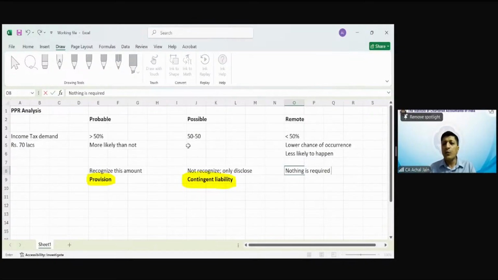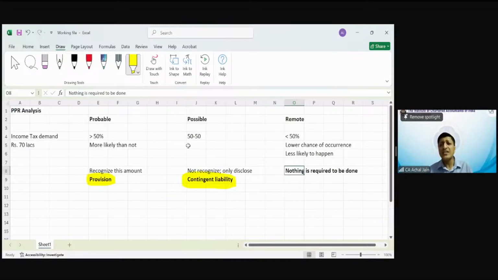Okay, nothing is required to be done in this case. Company will neither record this as a provision nor disclose this as a contingent liability. Now you may be thinking, but sir, will it not be appropriate to give an explanation in the financial statements that the company received a demand and the chances are lower? No. See, the moment you say it's remote, you will not be required to do anything. So the company is not required to do that.